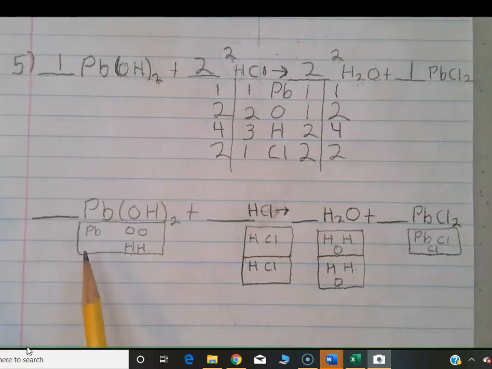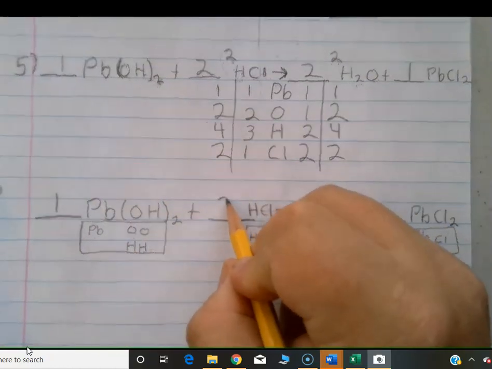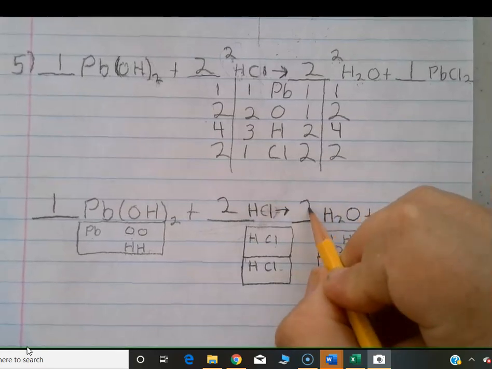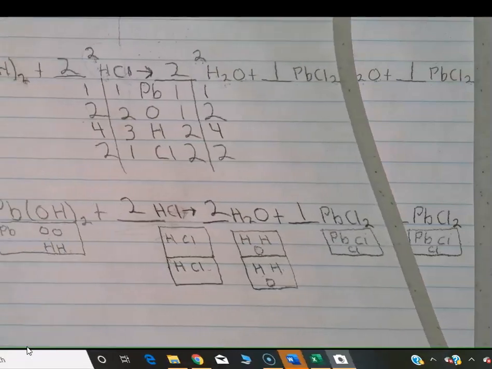So let's just double check. Lead is in balance, 1 and 1. Chlorine is in balance, 2 on this side, 2 on that side. Oxygen is in balance, 2 on this side, 2 on that side. And for hydrogen, 1, 2, 3, 4 on the reactant side, and over here 1, 2, 3, 4 on the product side. And there you go, everything's in balance. So just count your boxes: 1, 2, 2, and 1. That balanced pretty easily, didn't it?